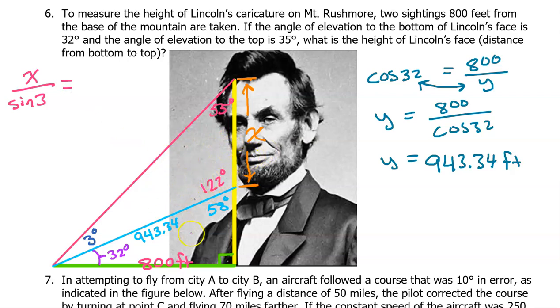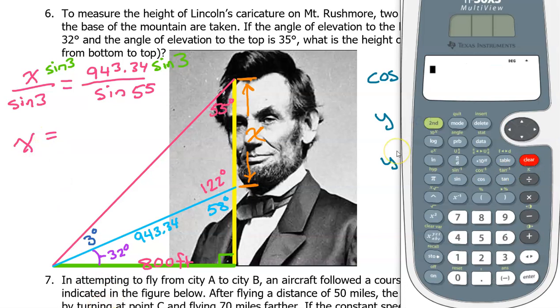Now I need another side and angle pair. Well, I have this 943.34. That's another side. So I can put 943.34 over the sine, and the angle across from this is 55. So the sine of 55 degrees. Then I will simply multiply both sides by the sine of 3. If I multiply by the sine of 3 on the left and the right, that gets x by itself.